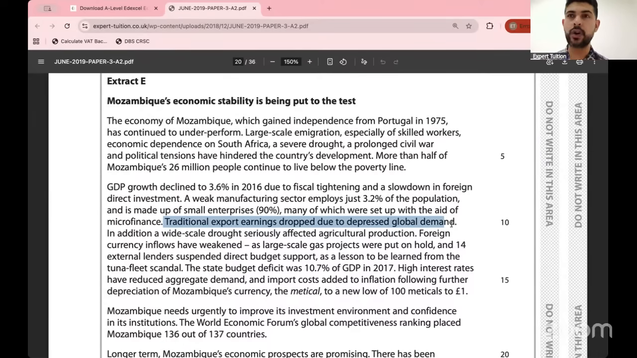What do I instantly want you to do? As soon as you've said your topic sentence, you should now turn around and give them a quote from the extract. Get your application mark immediately. Well, what is the application mark here? Well, the application mark is simply this: according to extract E, and then open quote, traditional export earnings dropped due to depressed global demand. That is your second mark. How easy was that? That shouldn't take 2 minutes.